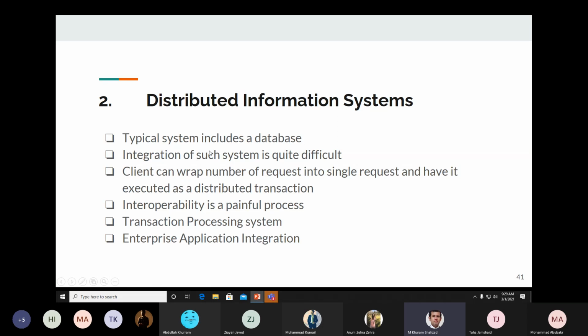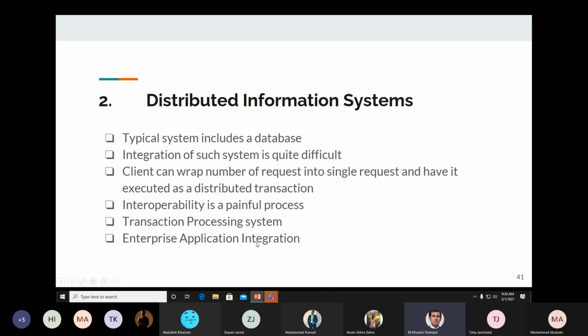A typical system includes a database. Integration of such a system is quite difficult. A client can wrap a number of requests into a single request and have it executed as a distributed transaction. Interoperability is a painful process, we will see about this. Transaction processing system is one example, and enterprise application integration is another example, reflecting distributed information systems.